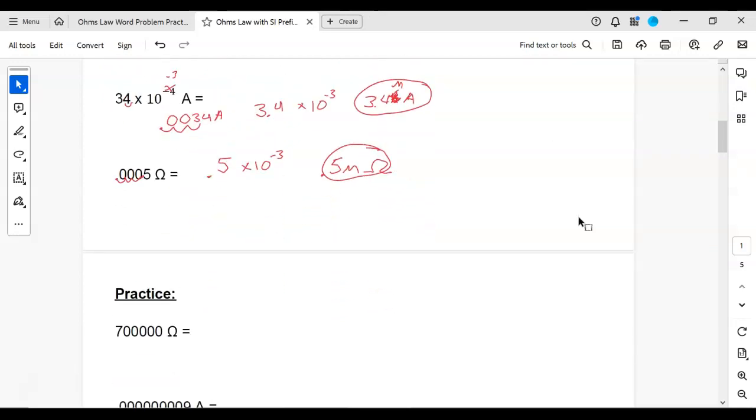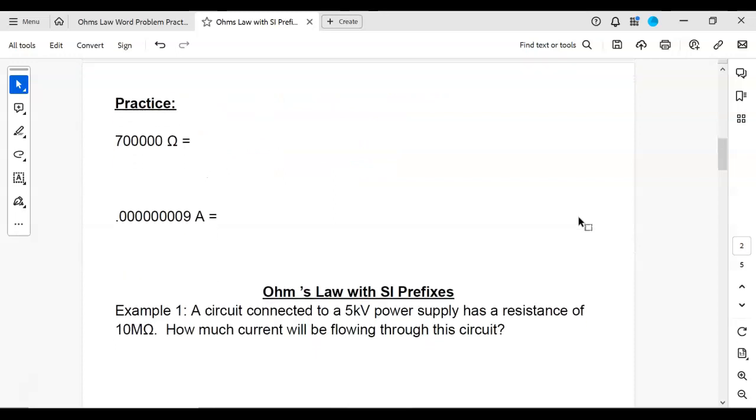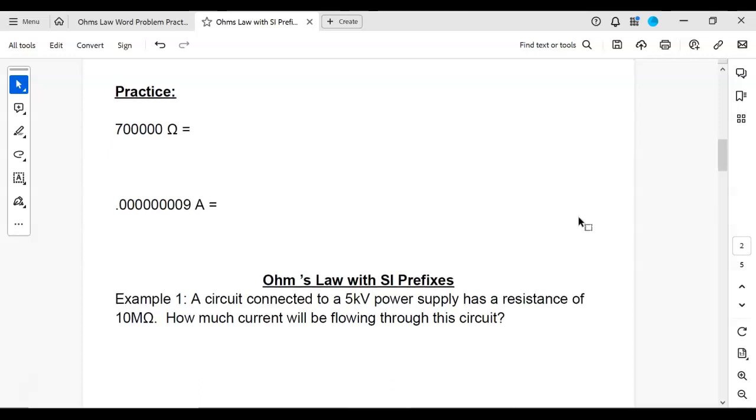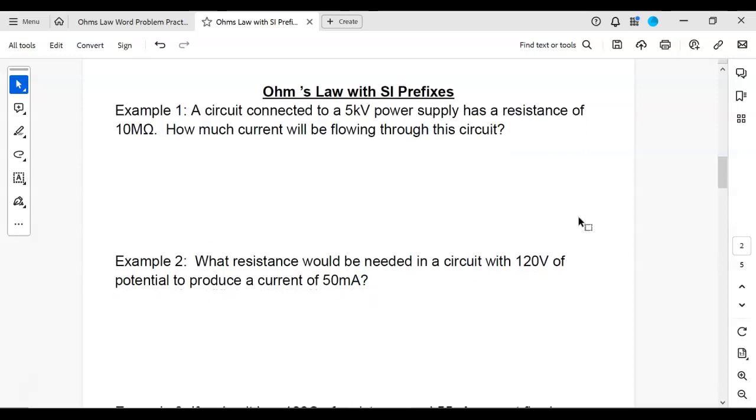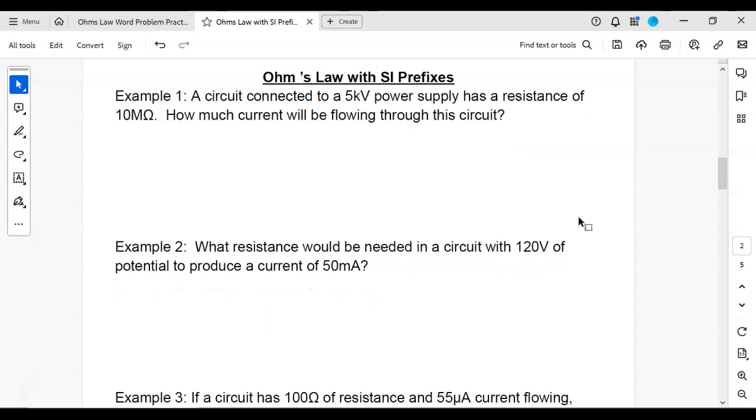Okay, so I'm going to let you try these practice problems here. So go ahead and pause the Edpuzzle to try these on your own, and then you'll put your answers in, check if you got them right. But now we're going to move on to the actual Ohm's law practice with this, and you're going to see the steps that you have to do to be able to do both of these things where you're using Ohm's law and you're using these prefixes. So let's go ahead and take a look at this first example.